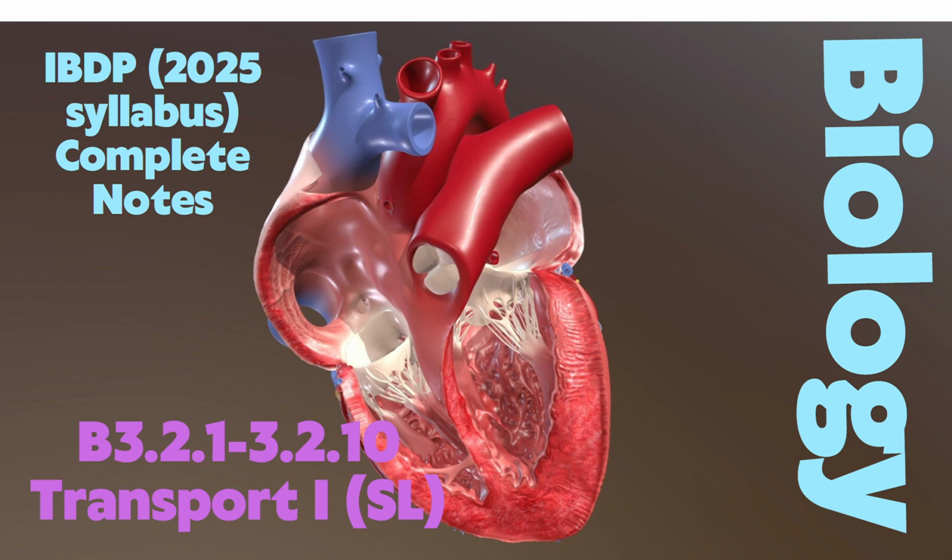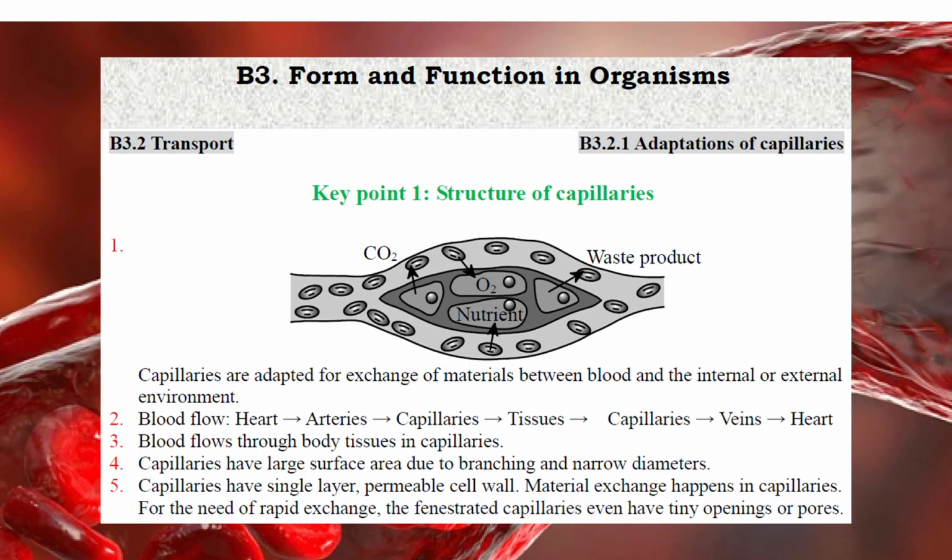Today we talk about biology again. We talk about transport. We have two sections, 1 and 2. One is SL and 2 is AHL. As usual, we'll talk about form and function in organisms. We will use humans as an example and also plants as an example for these transport topics.